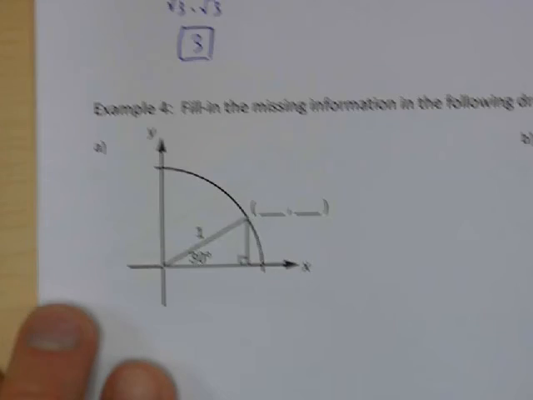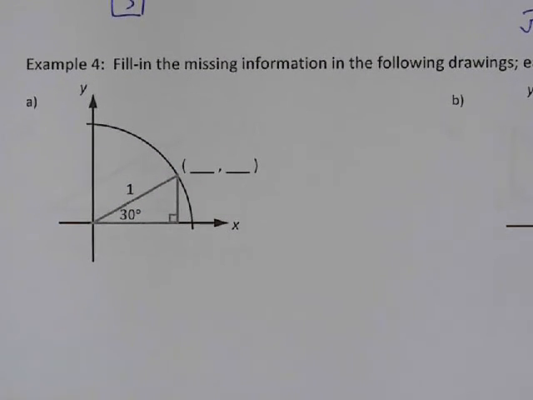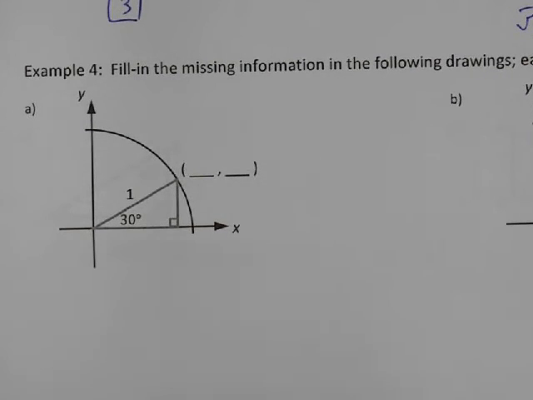Okay, last 2 here. Fill in the missing information for the following drawings. Each triangle is a special right triangle. Okay. All right, now, first of all, why does it look like this? Why is there this little arc thing here? We'll talk more about this on another day, but this is basically a chunk of the unit circle.